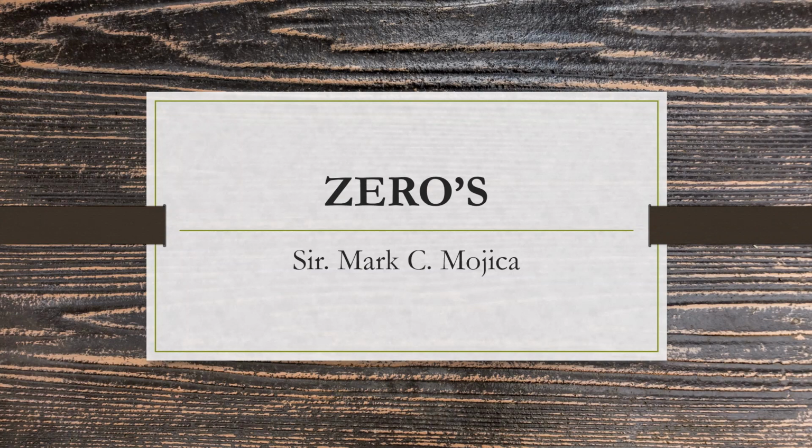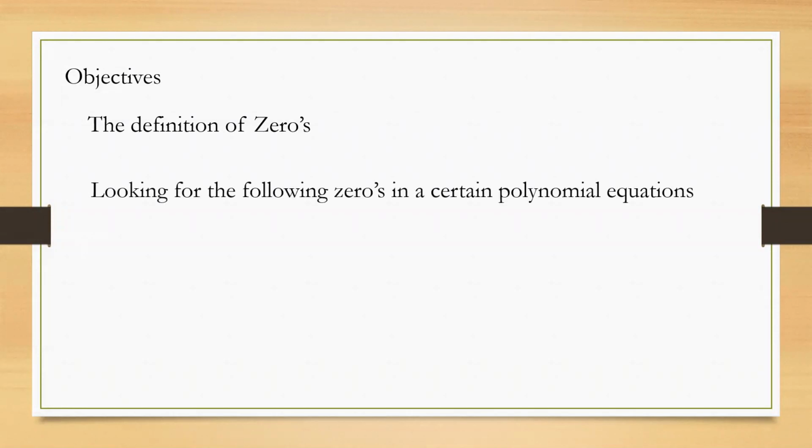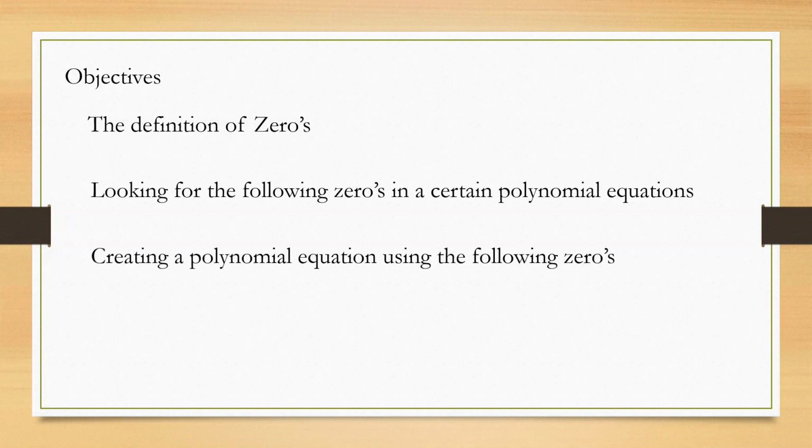Okay, let's proceed with the lesson. The objectives of this lesson are: first, to define the zeros. What are the zeros I'm referring to? Second, to find the zeros of a certain polynomial equation. And also, to create a polynomial equation using given zeros. So, let's proceed.